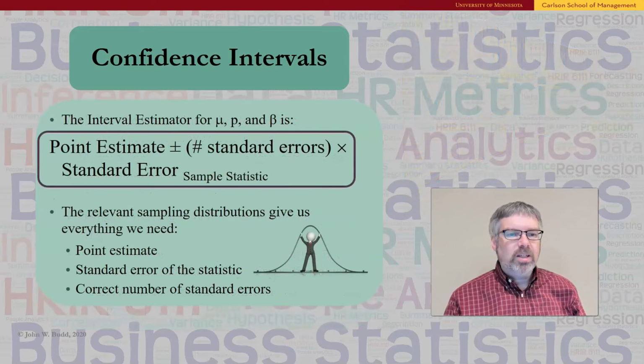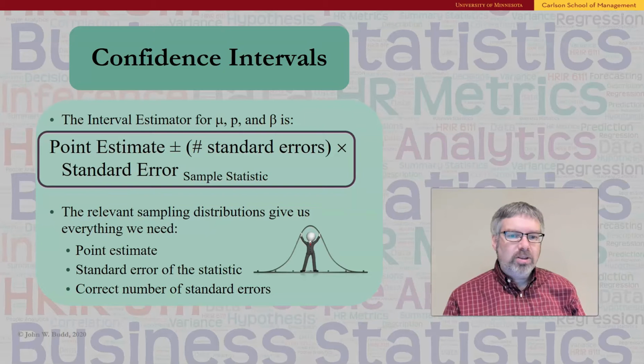In all of these cases, we have the same exact logic and the same exact formula. We start with the point estimate and we add and subtract a certain margin of error. And that margin of error is just a certain number of standard errors times the standard error. How do we find those?